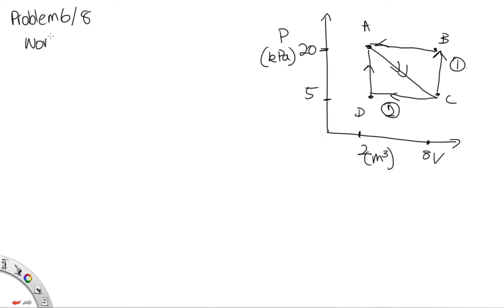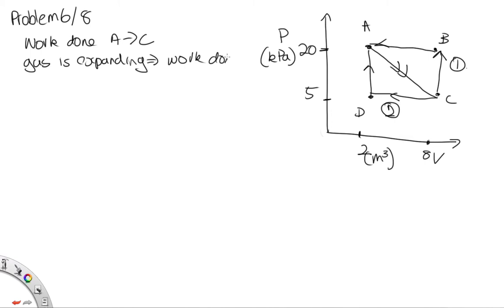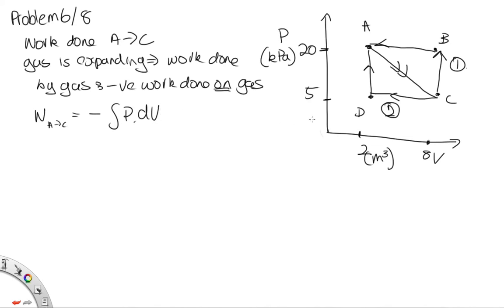Okay, so work done A to C. Well, the gas is expanding, which implies that the work is done by the gas, which means that there's negative work done on the gas. The question asks us about the work done on the gas. So this will be negative. So the work done from A to C is equal to minus the integral of P dV, which is just the area under this curve here.